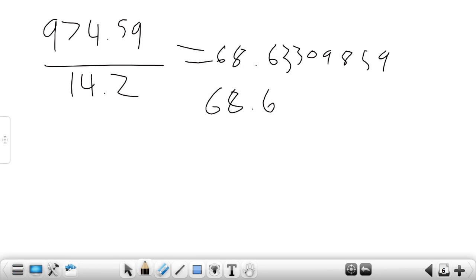So that's all you need to know about calculations with significant figures. That concludes our significant figures lesson.